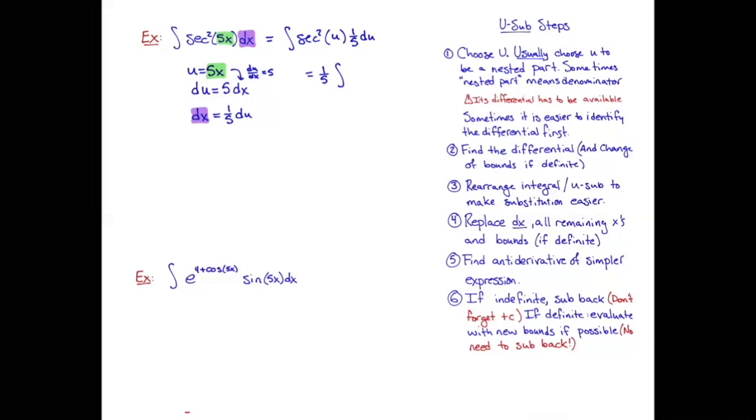So now we're in step 5, find the antiderivative of the simpler expression. And this is just the integral of secant squared u du. And we say, oh, we know what secant squared is the derivative of. It's the derivative of tangent.